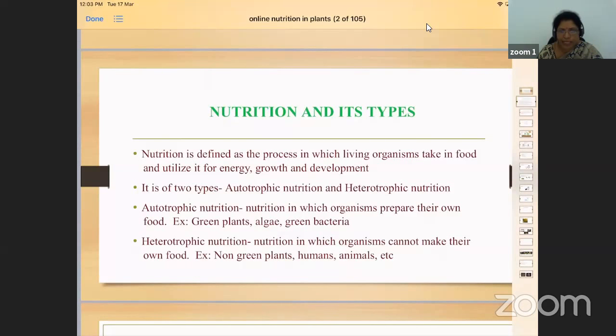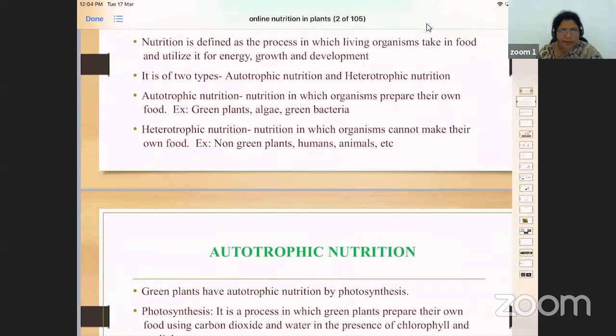Autotrophic nutrition is the type of nutrition in which organisms prepare their own food. Examples: green plants, algae, and green bacteria. Heterotrophic nutrition is a type of nutrition in which organisms cannot make their own food. For example, non-green plants, humans, and animals.